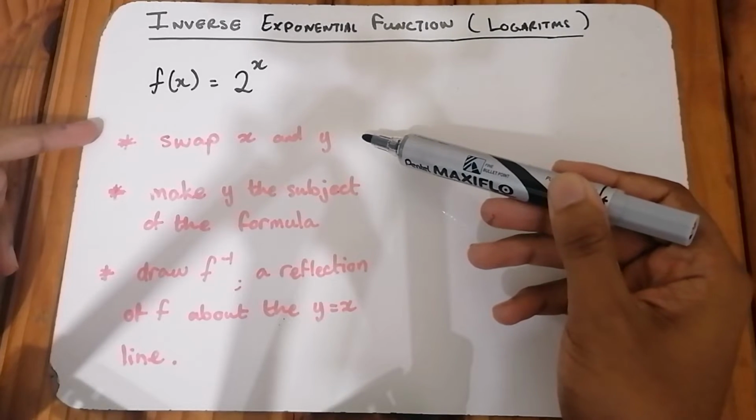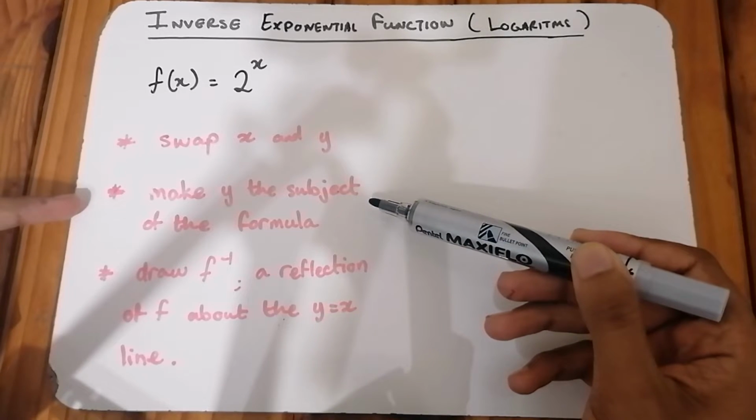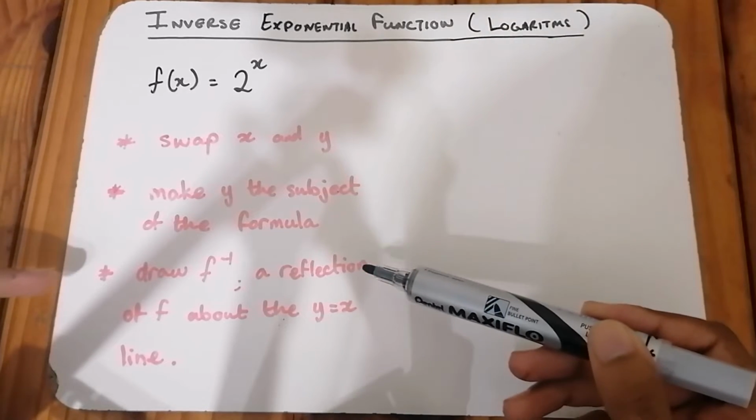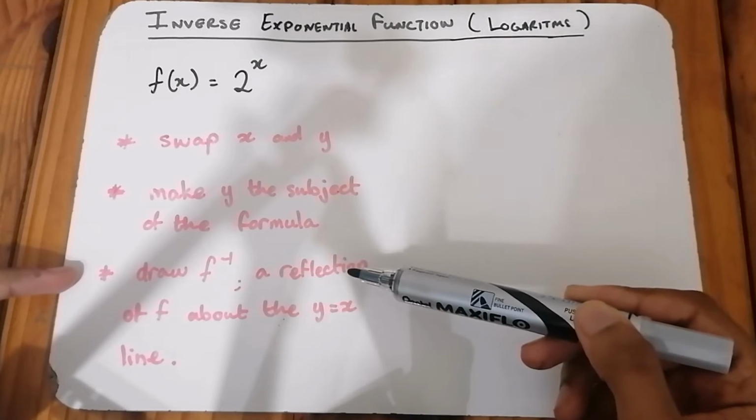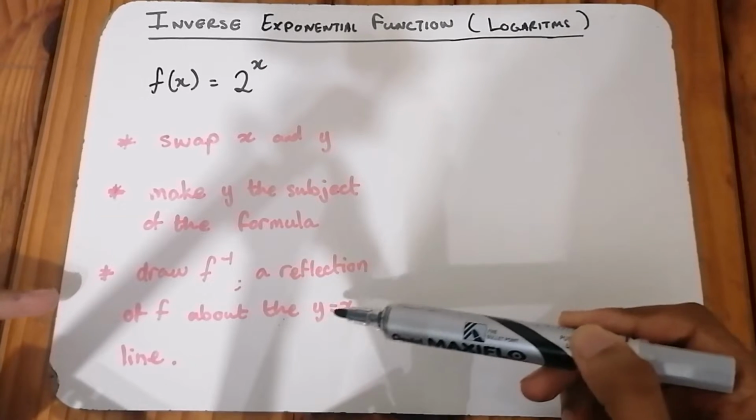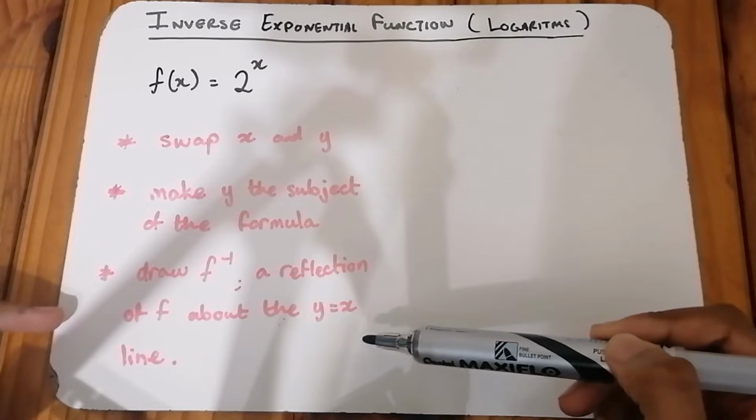We are going to swap x and y. We're then going to make y the subject of the formula. Then we're going to draw both the original graph and the inverse graph and show how it's a reflection about the line y equal to x.